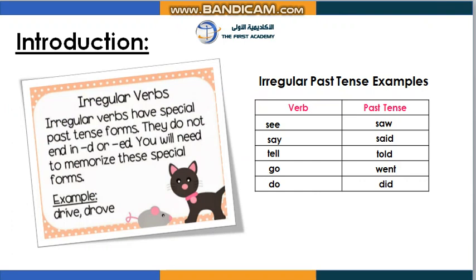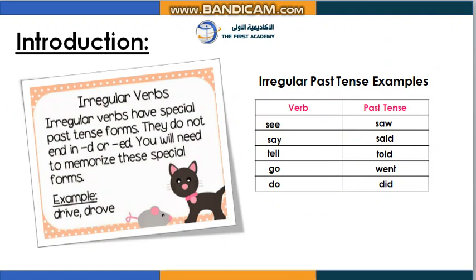Okay, so everyone, look over here and let's read what's written. Irregular verbs have special past tense forms. They don't end in D or ED. You will need to memorize these special forms. For example, drive, drove. Look over here. Let's read these together. Here's the verb and here's the past tense of the verb, okay? So, see, saw. Say, said. Tell, told. Go, went. Do, did. So, here's the verb in the present tense, and if you want to talk about something that happened in the past, you need to change the verb into these forms.